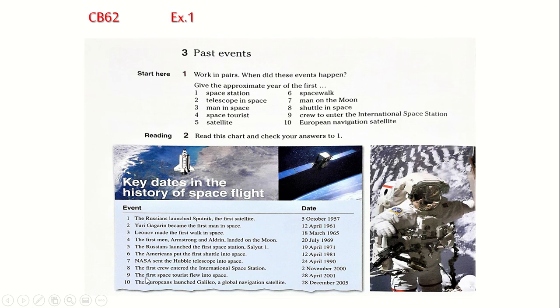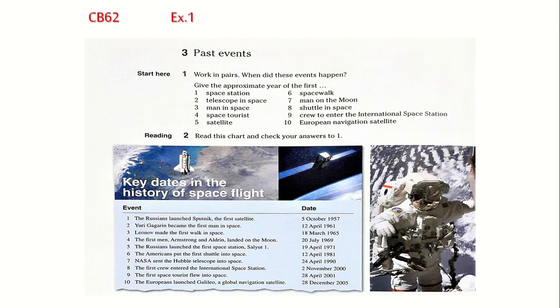Number 9, in the events, the first space tourist flew into space on the 28th of April 2001, and this should go to number 4, space tourist. Finally, the Europeans launched Galileo, a global navigation satellite, 2005. So this date should go to number 10. Very good. Now, finally, let's check the answers.